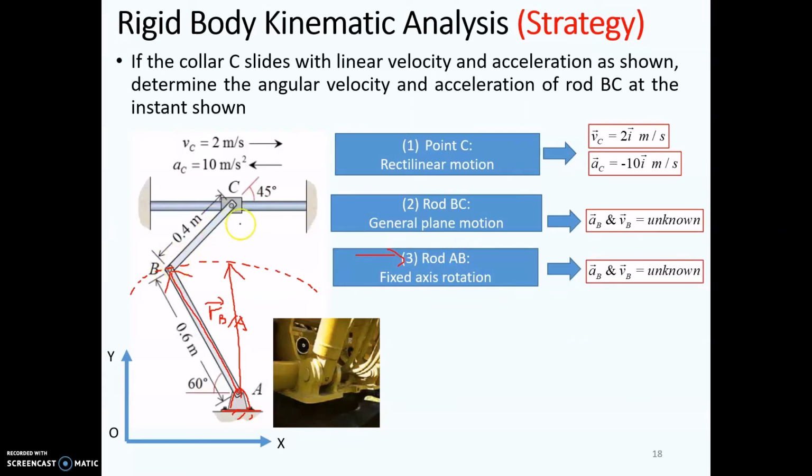Let's continue with the rod BC. Draw the relative displacement for the rod B with respect to C here. At this moment, the rod BC has changed to this position. If you overlay these two vectors together, this is the initial position, this is the later position. We see the rod BC is doing the translation plus the rotation. With that, we know that rod BC is performing the general plane motion, which consists of the translation plus the rotation.